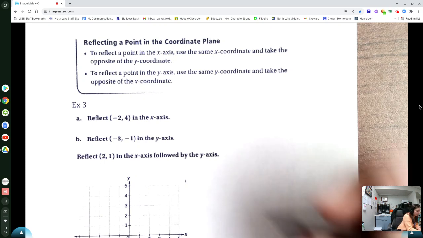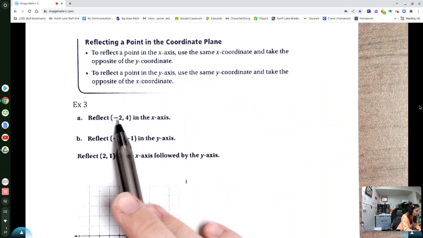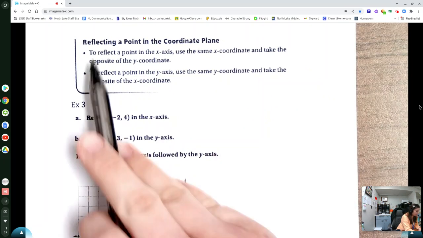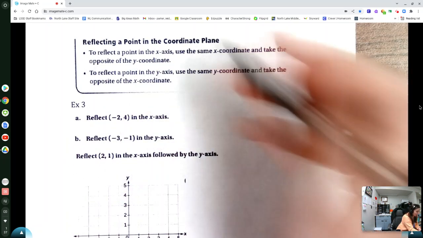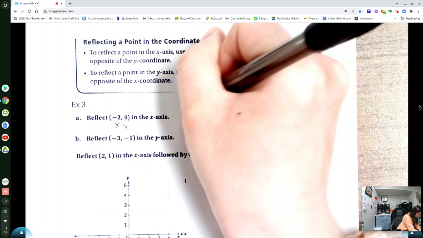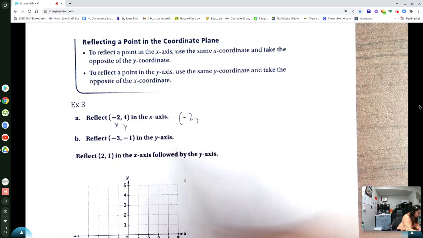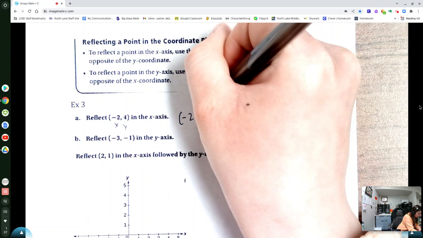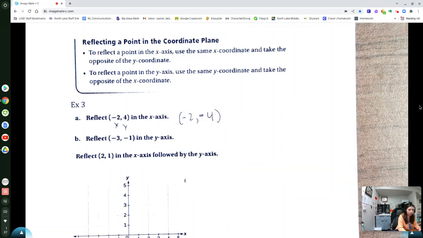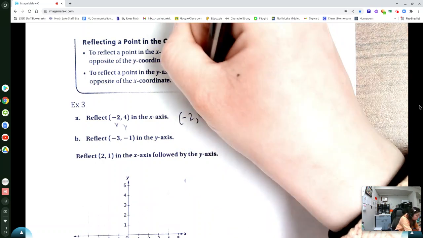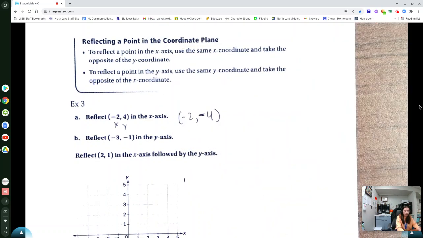So let's think about this. This one says reflect negative 2, 4 in the x-axis. So it says to reflect in the x-axis, use the same x-coordinate. X stays the same, but I'm going to take the opposite of the y-coordinate. The y-coordinate is now going to be negative 4. And that is all. I have now reflected this over the x-axis.